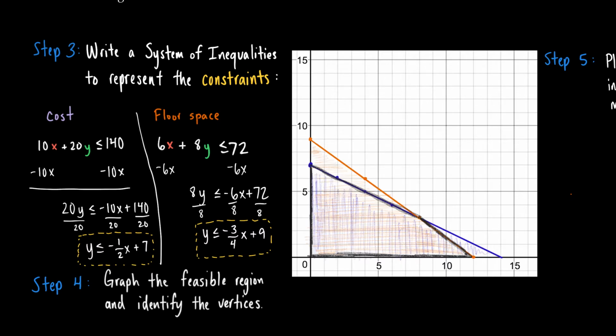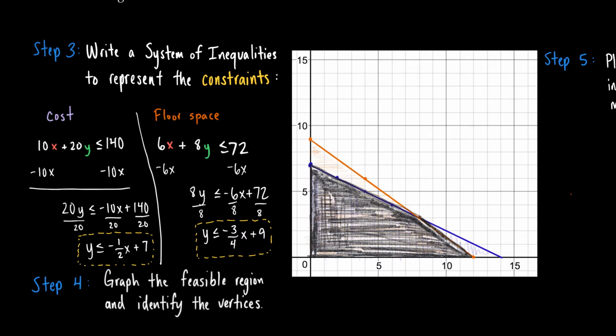All right, and then I'm going to shade in this entire area here. Okay, so only below the blue line here, and then only below the orange line here. We have to shade only the areas where they were both filled in. Okay, so right here, this dark black area is our feasible region. These are all the potential combinations we could do of steel and titanium cabinets without spending more than $140 and without going over 72 square feet.